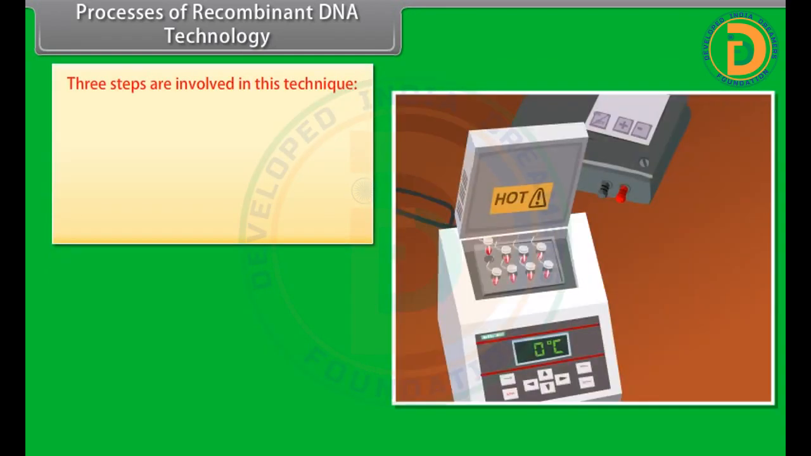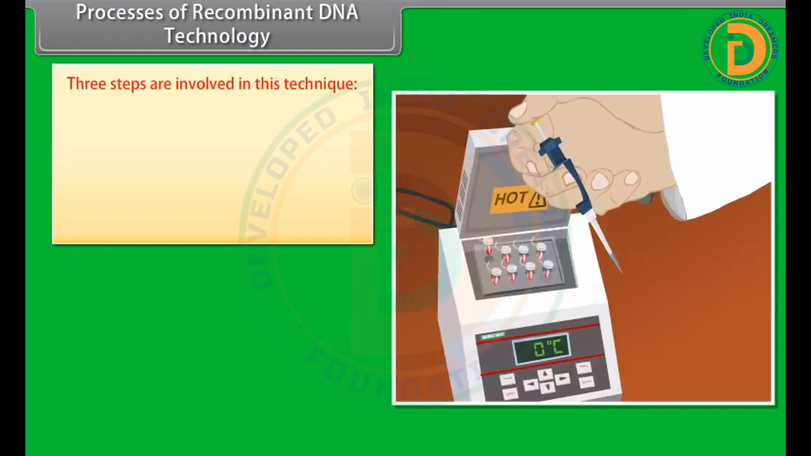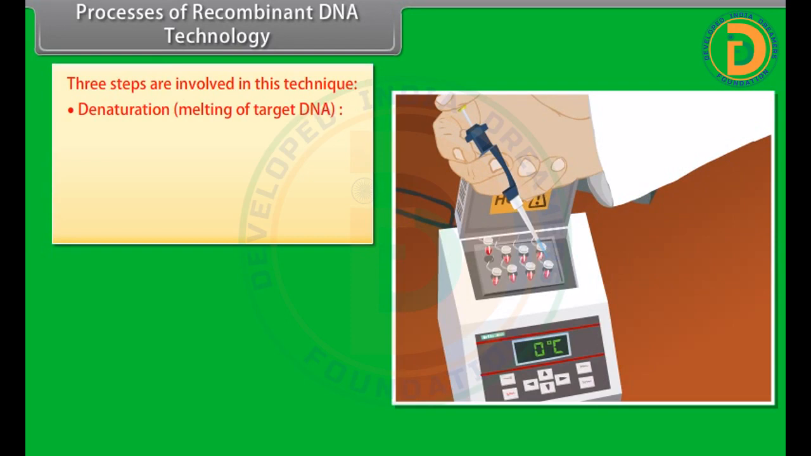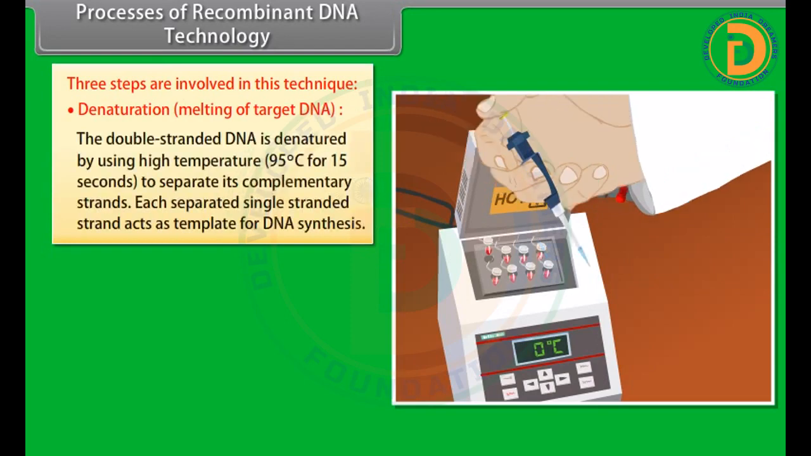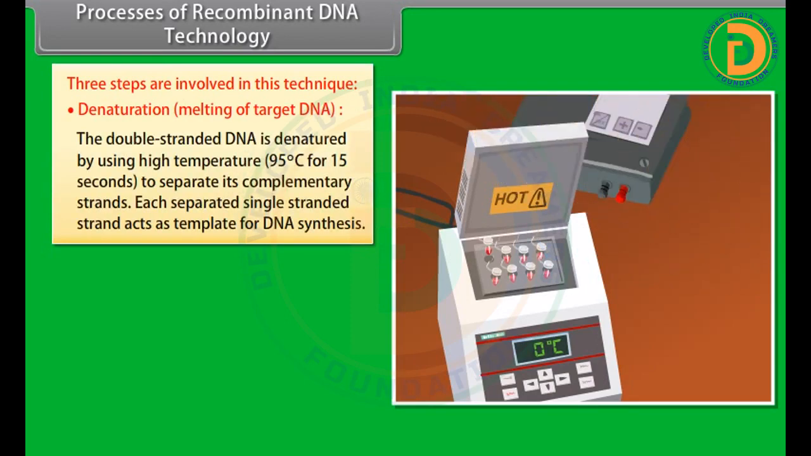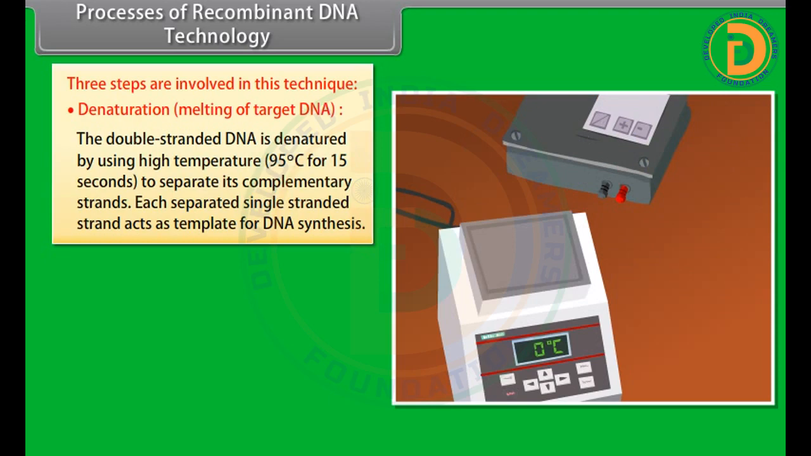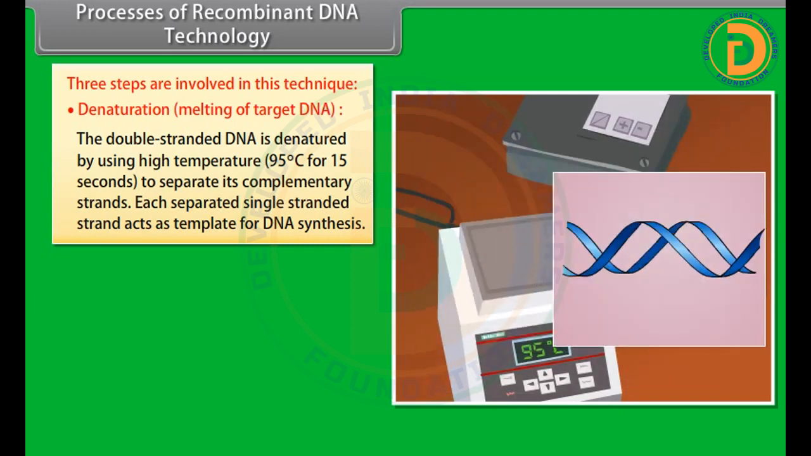Three steps are involved in this technique. Denaturation, melting of target DNA. The double-stranded DNA is denatured by using high temperature, 95 degrees Celsius for 15 seconds, to separate its complementary strands. Each separated single-stranded strand acts as template for DNA synthesis.